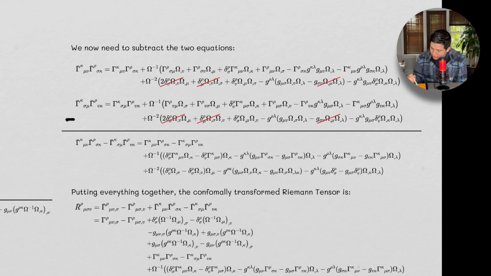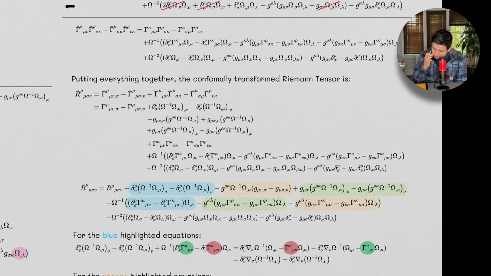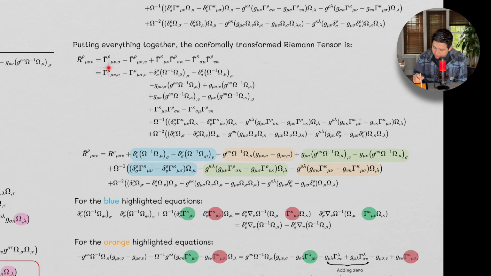So let's see. This guy here will cancel out with this guy, and this guy with this guy. So we get this term minus this term is all of this. Putting everything together now, the conformally transformed Riemann tensor is this guy. It's going to be, again, the difference between these two plus the difference between these two, and that is all of this in here.